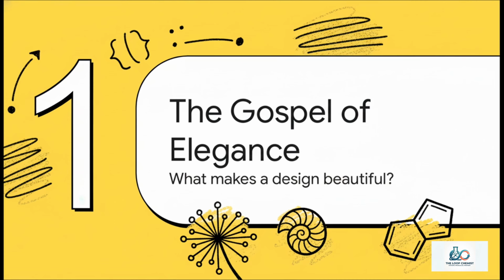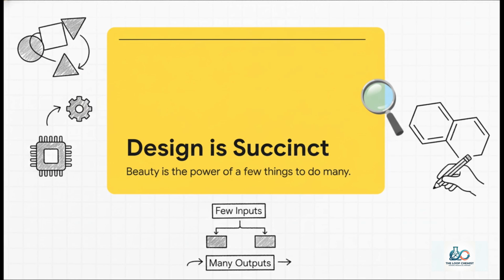So, if we're going to call benzene elegant code, we kind of have to agree on what elegant even means, right? What's that secret sauce that makes a design, whether it's software or a molecule, feel genuinely beautiful and smart? I think this definition from computer scientist Paul Graham just nails it. An elegant design is succinct. It's about the power of a few things to do many. It's not about packing in more stuff. It's about getting the most out of the least. Maximum impact, minimum complexity. So let's keep that idea in mind, succinctness, as we look at the very first attempt to figure out benzene's structure, which you'll see was anything but succinct.